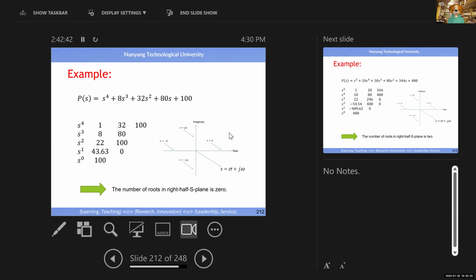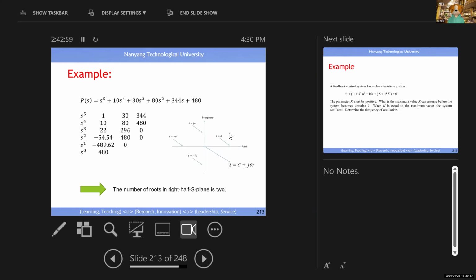Right? So there's a rule. If the number of sign changes is 0, then this system is stable. Otherwise, it's not stable. Very simple, right? You can use this tool to verify whether a system designed by you or by anyone is stable or not. This is an unstable situation. How many sign changes do you see? Positive, negative, negative, positive: 2, right? So this system is not stable.